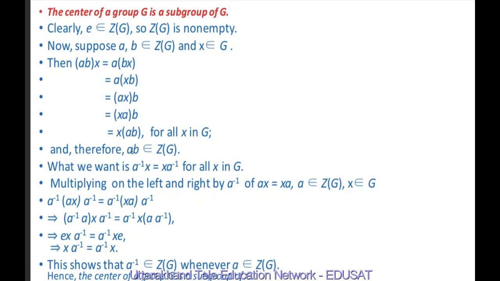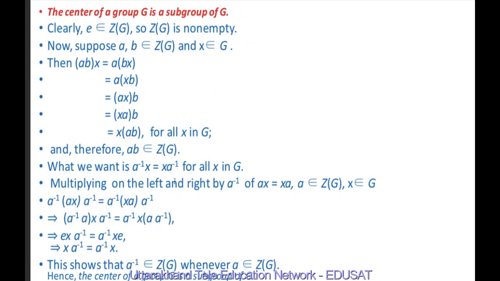So first we have proved that if A and B are elements of ZG, then AB, the product of A and B, is also in ZG. Now we will prove that if A belongs to ZG, then A inverse also belongs to ZG. And A inverse will belong to ZG if it commutes with all the elements X in G. So what we want to show is that A inverse X is equal to X A inverse.